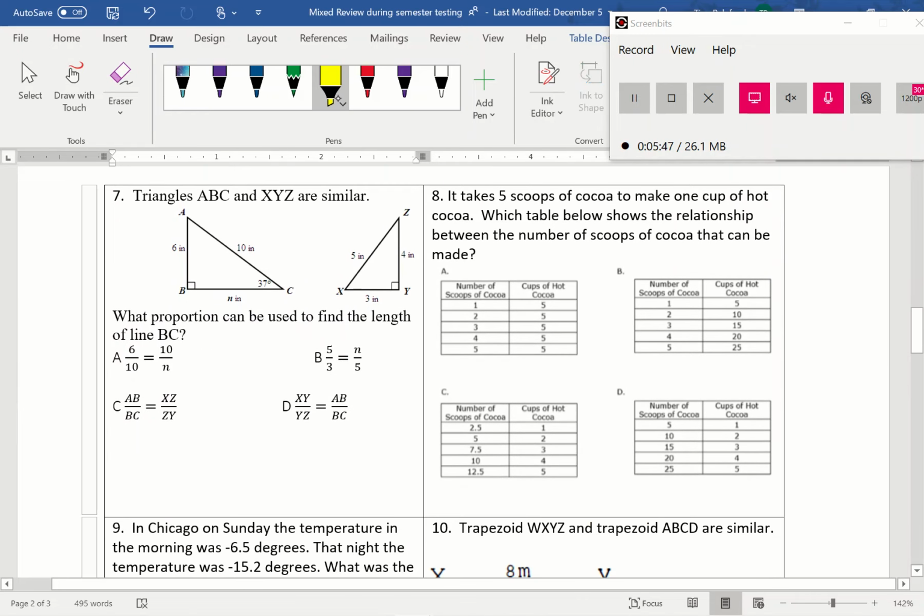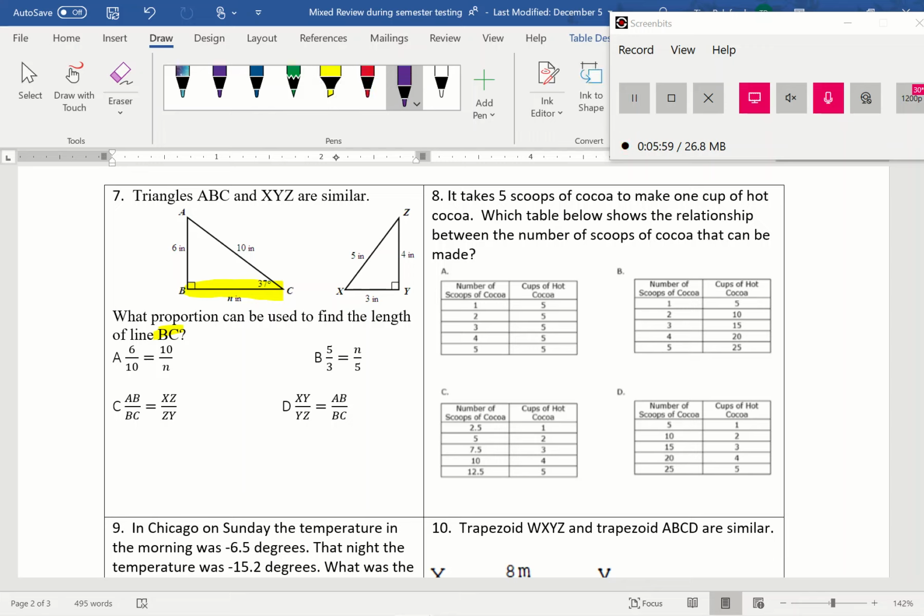What proportion can be used to find the length of BC? So BC is here, it's N. Be careful, the side that coordinates with BC, and you can see it up here in the letters, BC is YZ. They're in the same spot in the name, so they coordinate.